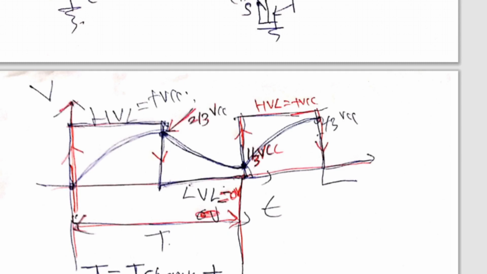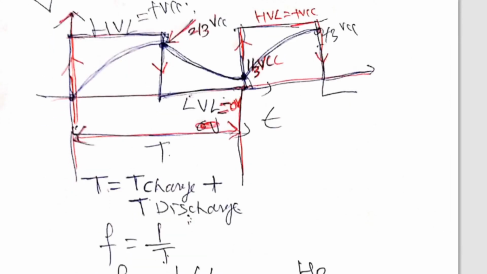Now you can understand very easily that total time T is T charge plus T discharge. Time required to charge the capacitor and time required to discharge the capacitor. This is one cycle. Positive edge, negative edge, and then positive edge. So here one cycle gets completed from this point to this point. And this total time T is T charge plus T discharge.